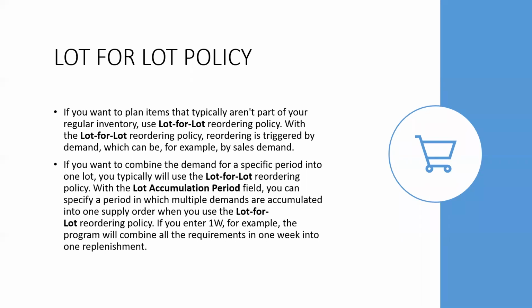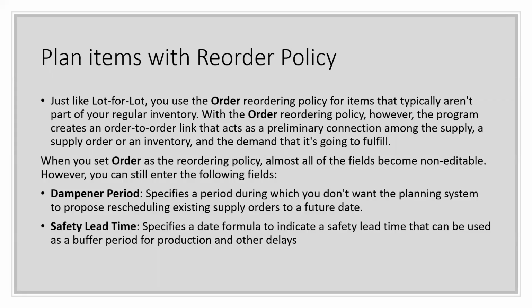So same tools, but just one change of variable, and you get the idea of what the system is going to be looking at. Then this is another policy to work with replenishment. This is a reorder policy by order, right? It's more or less like lot for lot, but in this case, you use the order reordering policy for items that typically aren't part of your regular inventory, all right?